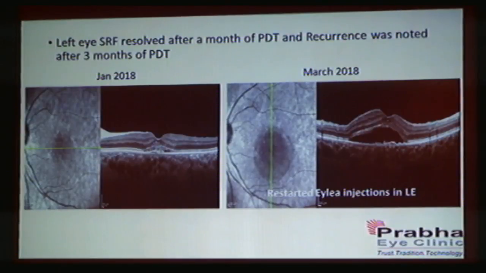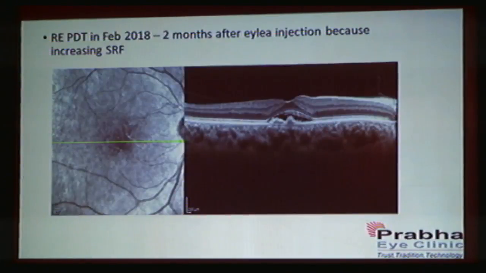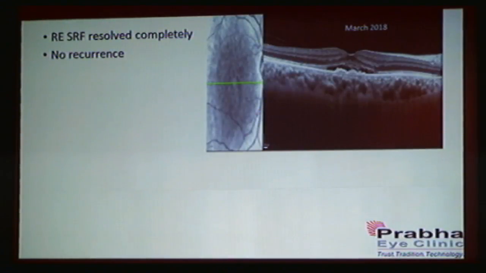Her left eye SRF resolved after a month of PDT, but it started accumulating again in March 2018, that is 3 months after PDT. So we restarted ILIA injections in the left eye. In her right eye, we did a PDT 2 months after the last ILIA injection, and the SRF was completely gone in the right eye.